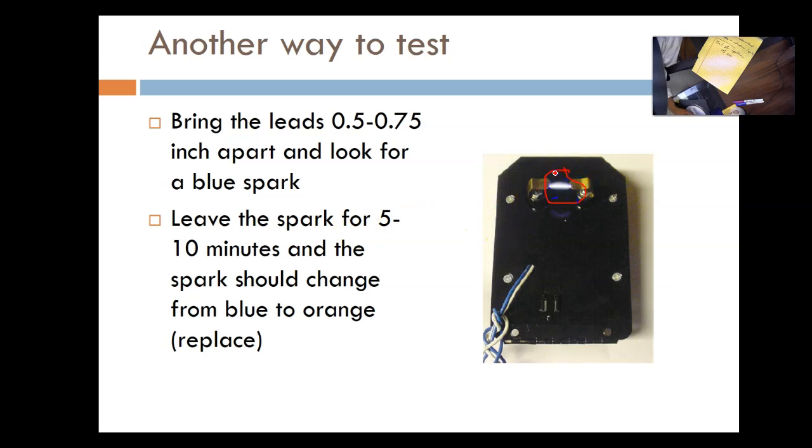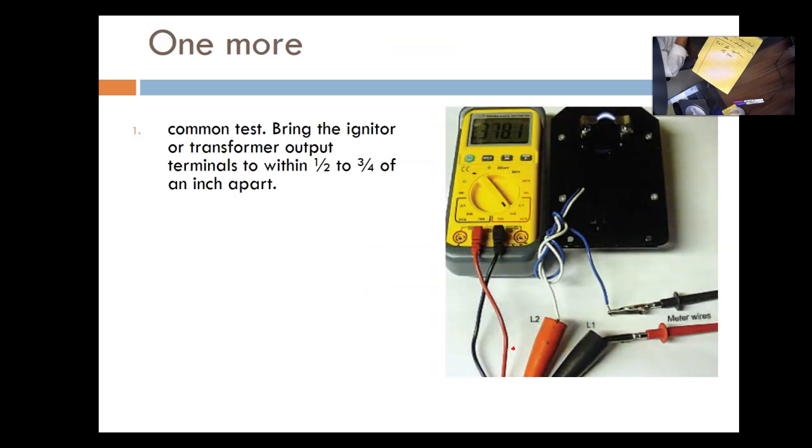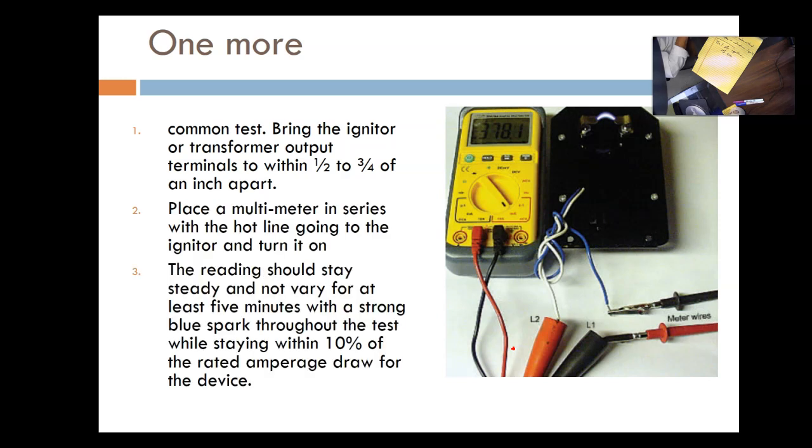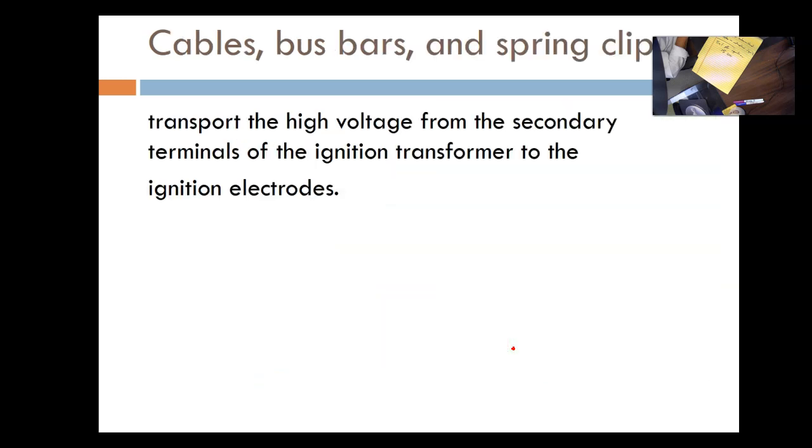I don't think this is a very reliable way to test it, but you can do the same thing and measure the amperage draw from one lead in here. So you can put a multimeter and measure the amperage draw from here. And here it is. So you bring them together, you put a meter, either a clip-on ammeter or an in-series ammeter, and measure the draw over 5 or 10 minutes and it should not drop more than 10%.